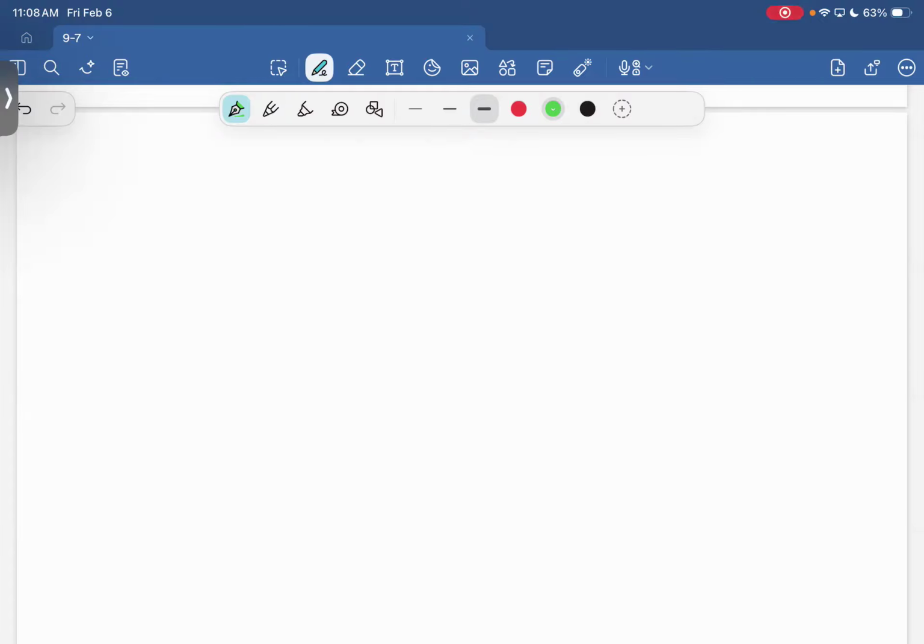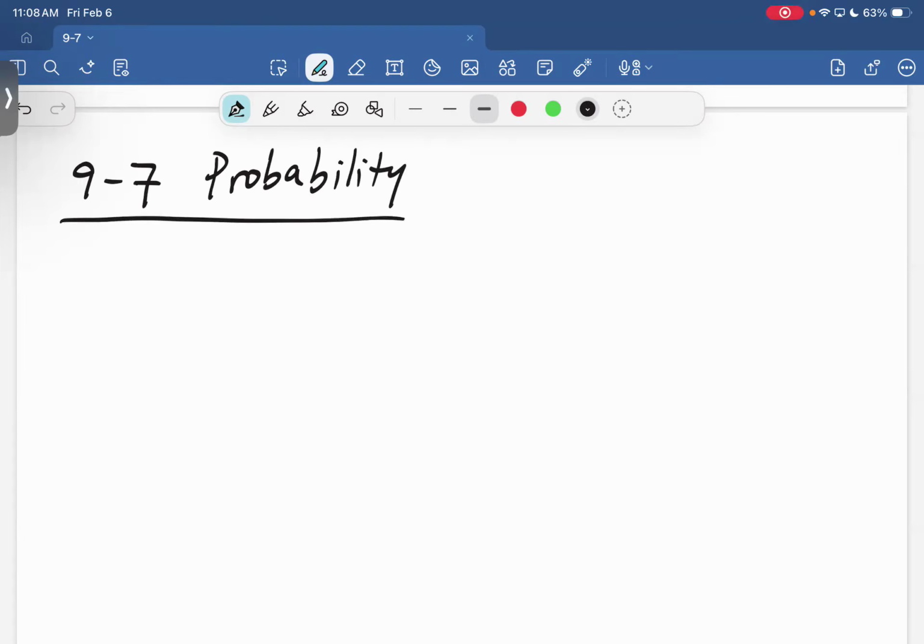Today's lecture is on probability 9-7. The actual concepts are very simple. Once again, the hard part is actually doing the questions, right? So what is probability? Probability is defined as the number of desired outcomes over the number of possible outcomes.